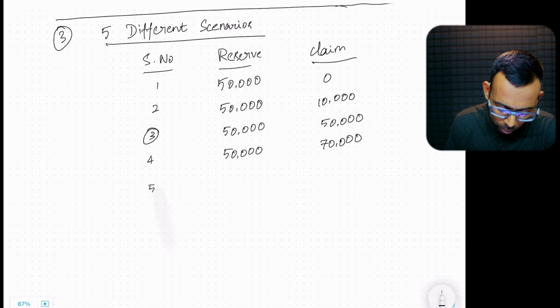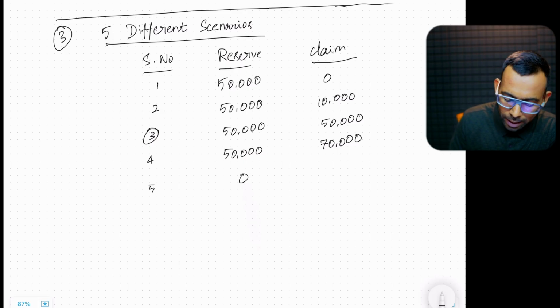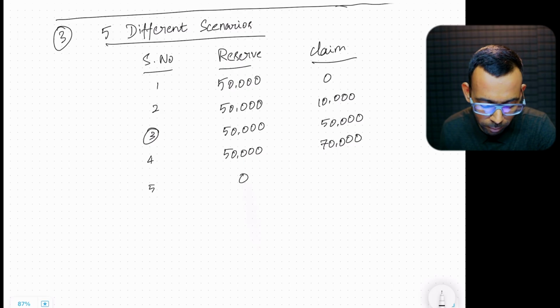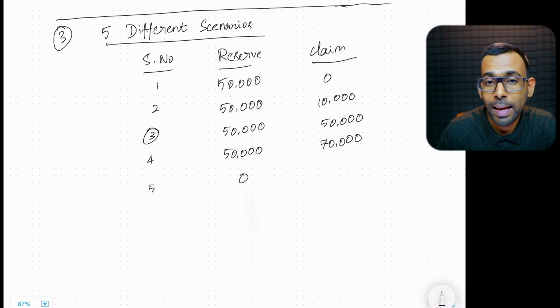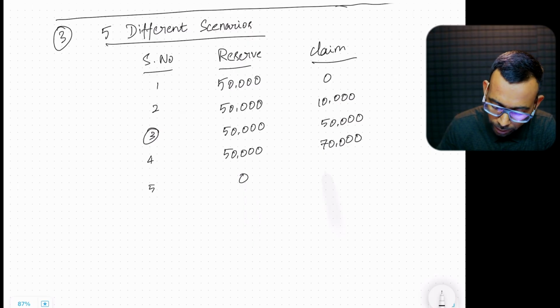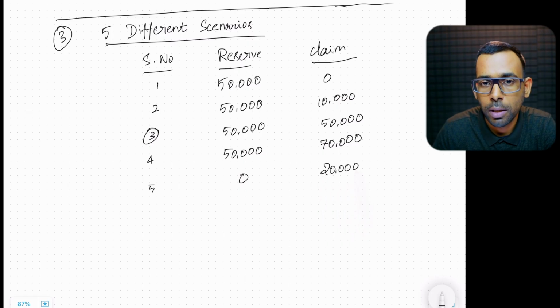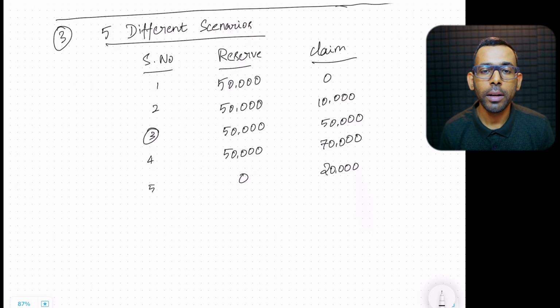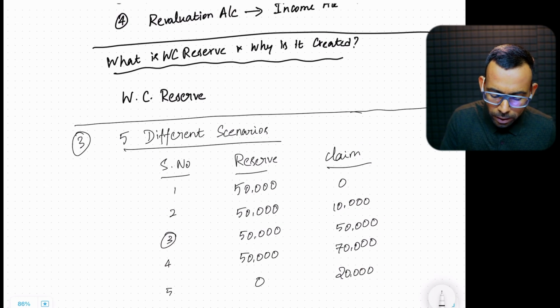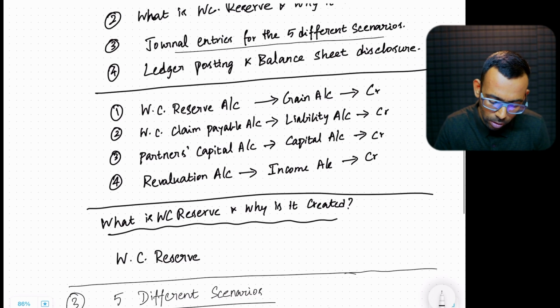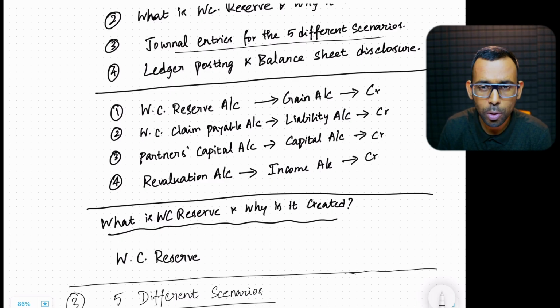And fifth scenario, the firm did not even anticipate all these things. The firm had been really careless and they did not have any reserve amount, but they ended up having a claim of 20,000 rupees during the year. These are the 5 different scenarios. Now let us see the journal entry for each and every scenario. Now let me take you to this segment of the list of ledgers. We saw 4 ledgers. Beyond this, no new ledger will come in these 5 journal entries.